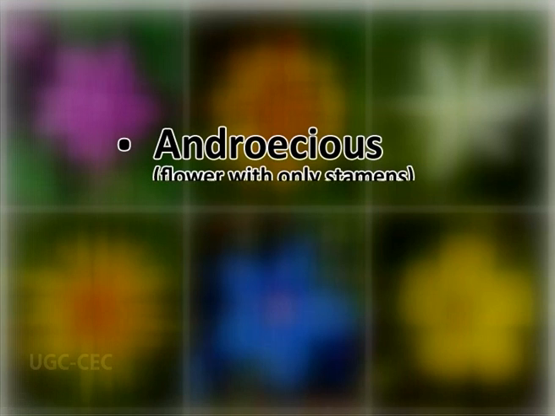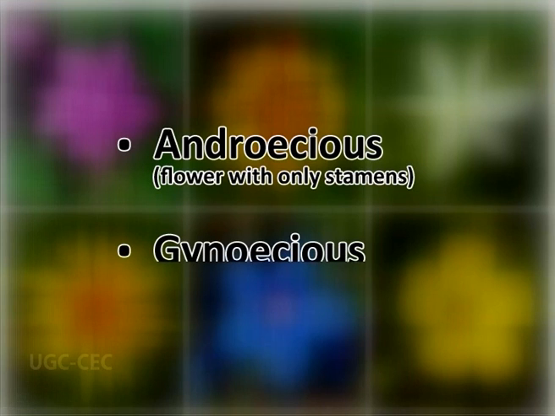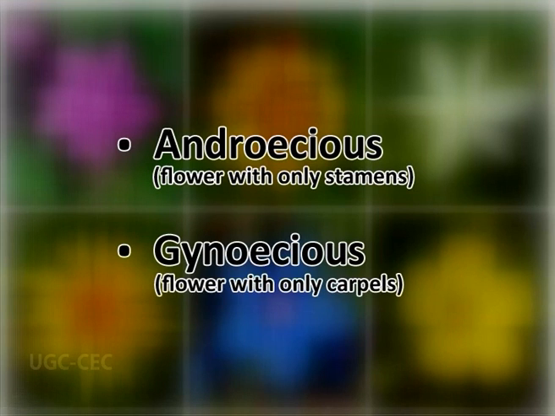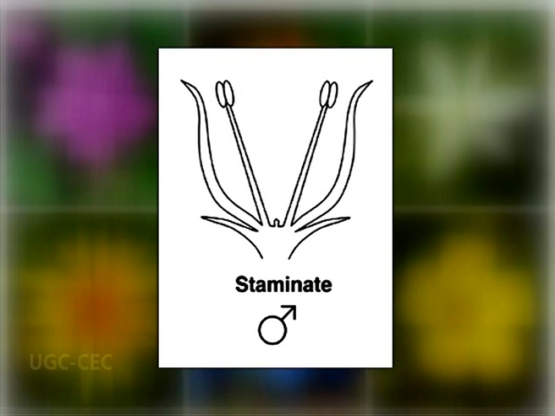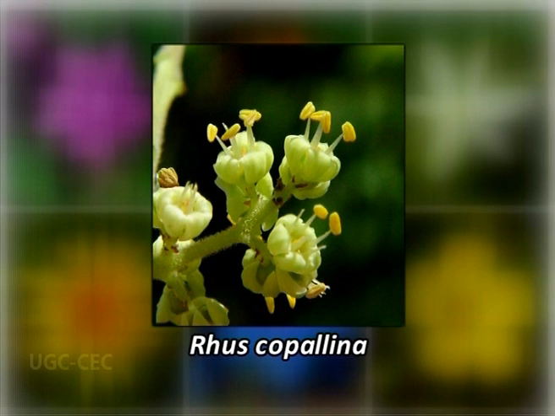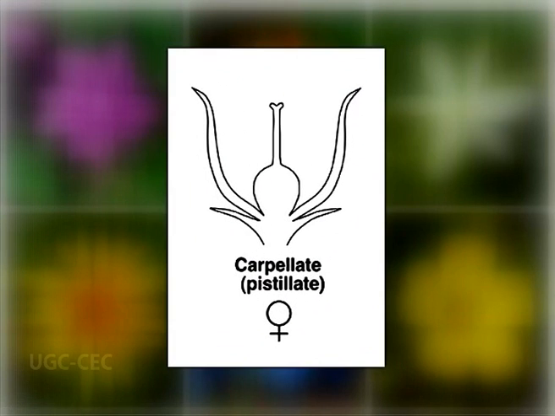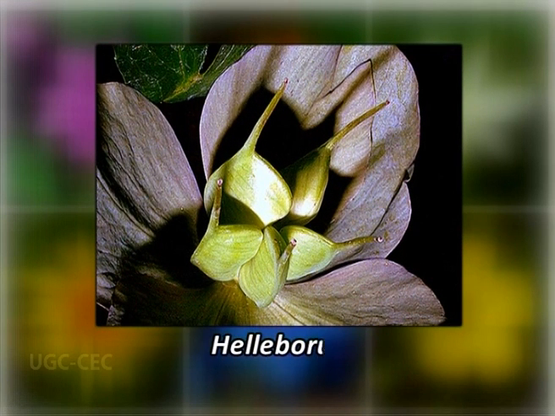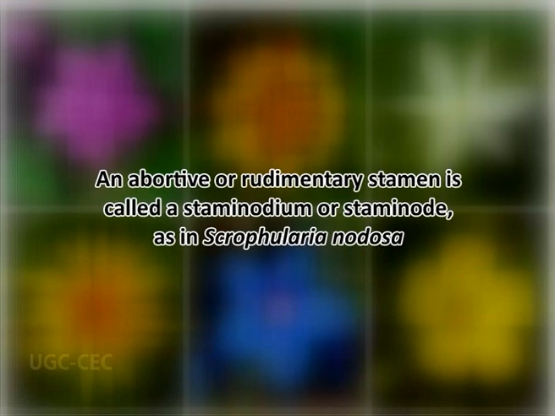A flower with only stamens is called androecious, whereas a flower with only carpels is called gynoecious. Similarly, a flower having only functional stamens and lacking functional carpels is called a staminate flower, as in Ruscus aculeatus, and a flower with only functional carpels is called pistillate, as in Hellebores. An abortive or rudimentary stamen is called staminodium or staminode, as in Scrophularia nodosa.